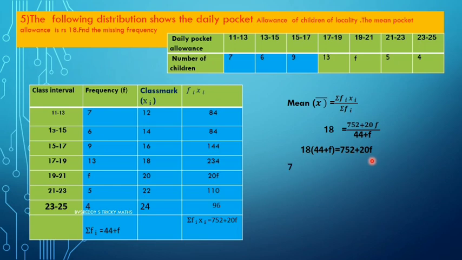On doing cross multiplication, 18 into 44 plus f equals 752 plus 20f. On multiplication you get 792 plus 18f equals 752 plus 20f. Take all the f's to one side and constants to one side, you get 2f equal to 40. On cancellation, f equal to 20, so the missing value f equals 20. In this way we can get the missing value by the direct method, or you can choose another method also, no problem, you get the same answer.